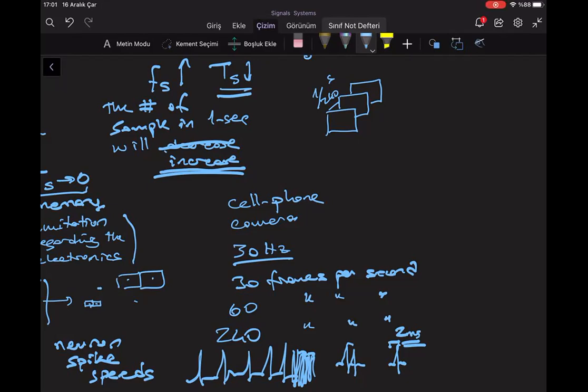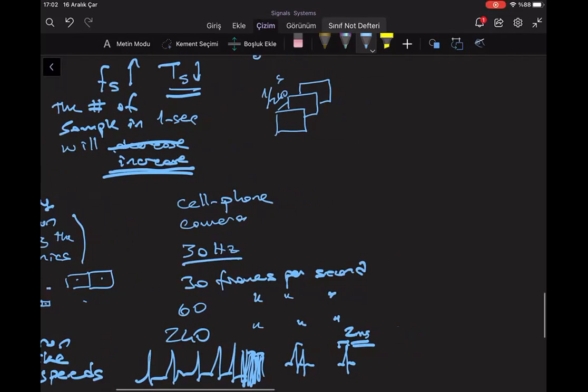So that's another issue that you may understand. I would like to go here. 240 frames per second. Have you heard of any 100,000 samples or frames or images per second cameras?